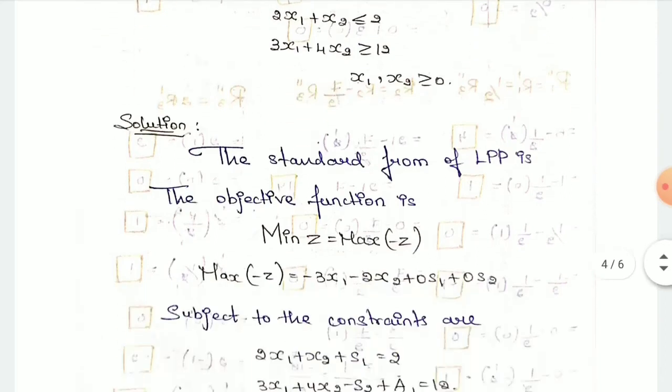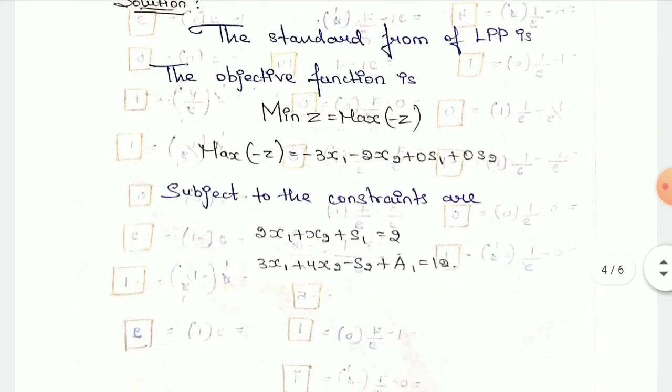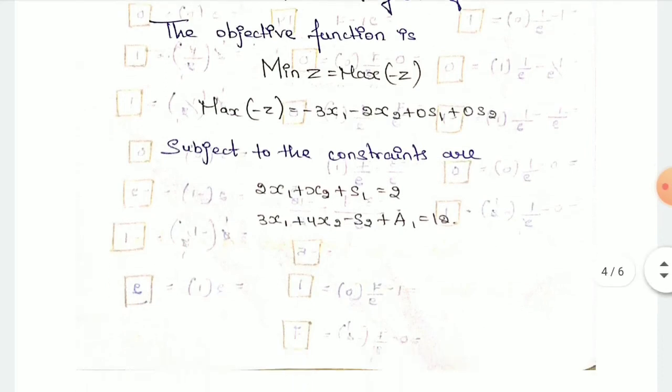So the standard form will be over. So minimization of Z will be changes to the maximization of minus Z. So maximization of minus Z is equal to -3x1 minus 2x2 plus 0 into s1 plus 0 into s2. Subject to the constraints are 2x1 plus x2 plus s1 is equal to 2. 3x1 plus 4x2 minus s2 plus a1 is equal to 12.